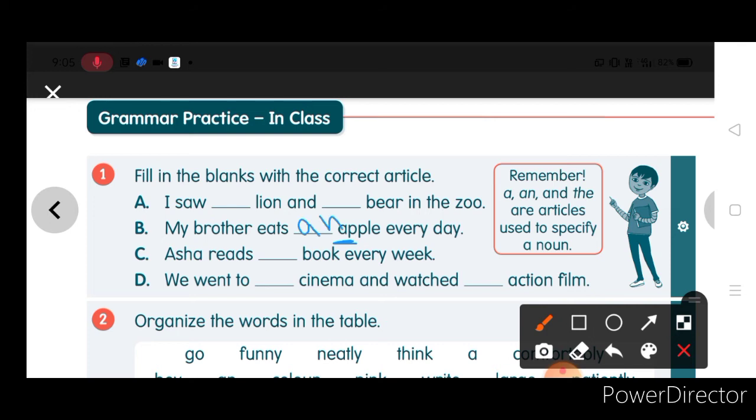Now, Asha reads a book every week. In the same manner, if you see, we went to cinema, means you are saying particularly that you went to the cinema. In such cases, you should use the. And watched action. Action means it is an action film.